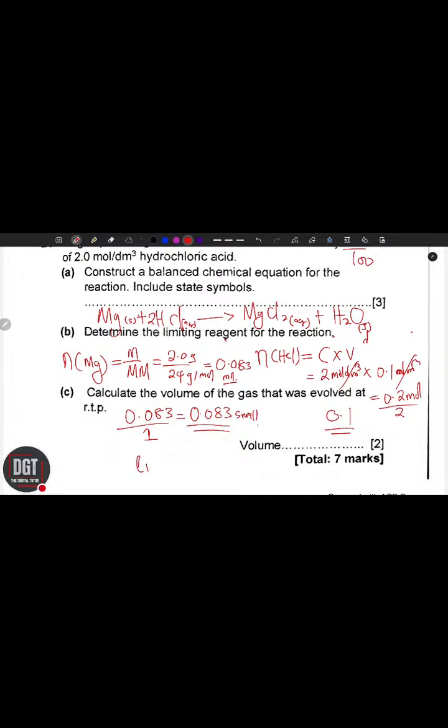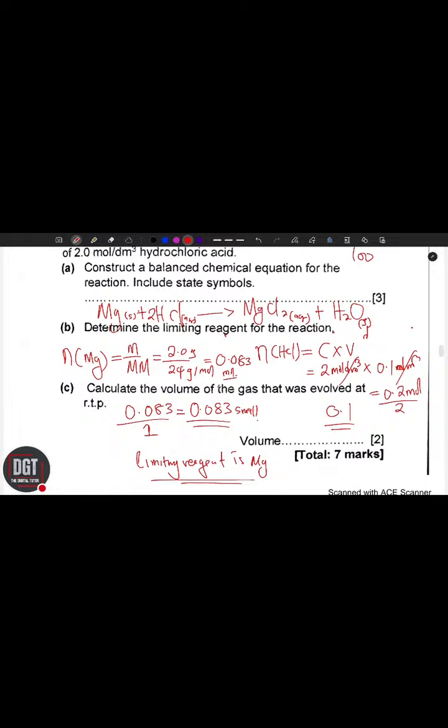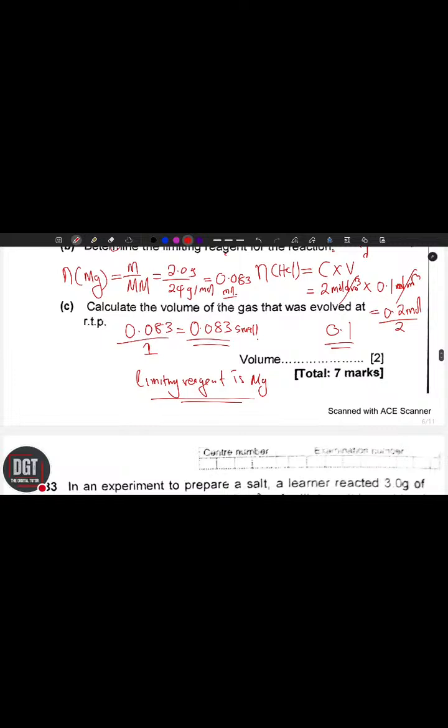And therefore, the limiting reagent is what? It is magnesium, according to our calculation. So magnesium is the limiting reagent. The one that is small in terms of number of moles is the limiting reagent. So if our calculations are okay, then the limiting reagent, please, is magnesium. Have you gotten that?